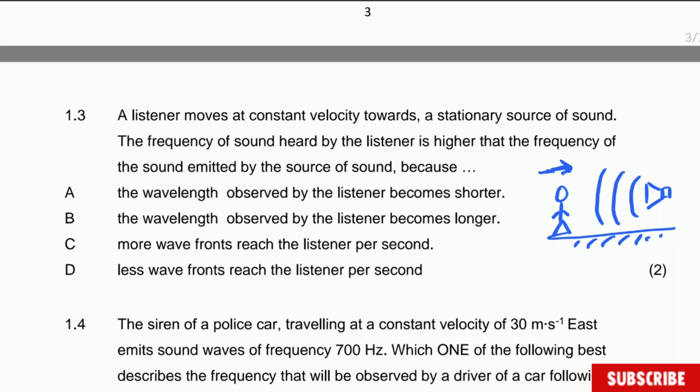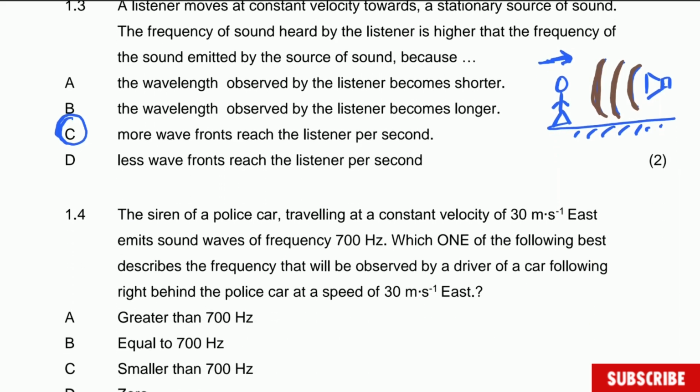The wavelength observed by the listener becomes shorter? No, that is not correct. The wavelength observed by the listener becomes longer? No. More wavefronts reach the listener per second? Yes, that is the correct answer here. As he is moving forward, he will cross more of the wavefronts, and these lines here represent the wavefronts. So more wavefronts will be crossing the person per unit time as he's moving forward. That is the correct answer.